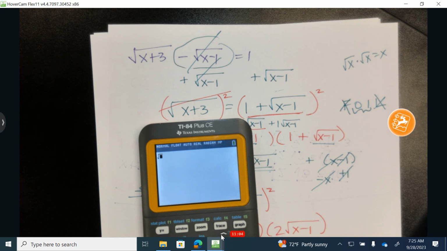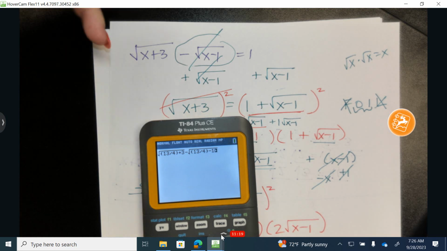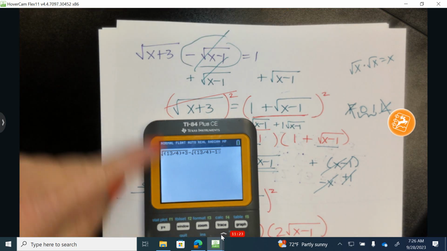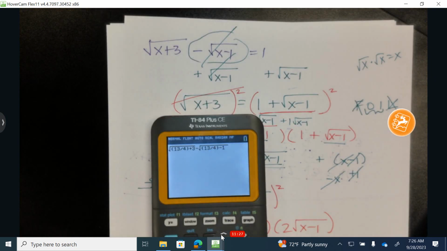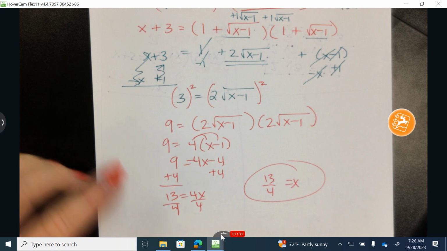So grab that calculator. When I plug it in, because it's a fraction, I put in parentheses. 13 divided by 4 plus 3. Subtract square root, in parentheses, 13 divided by 4, subtract 1. What do I want for an answer? If this is a true statement, I want the left side to equal 1. So wherever there was an x, I substitute in the answer I got, which was 13 over 4. Does it equal 1? It does. That means this is the correct answer.